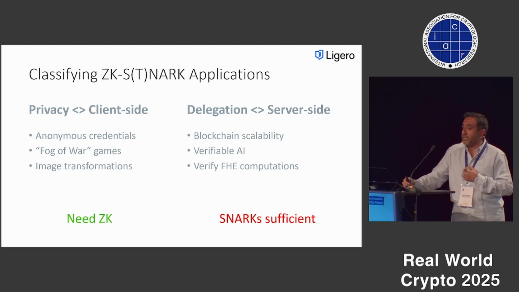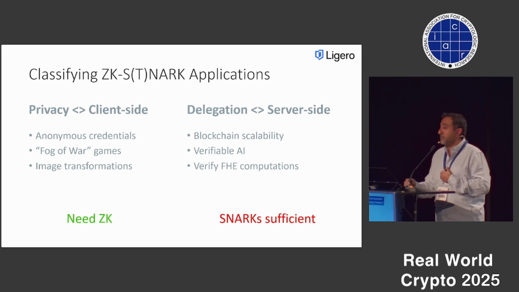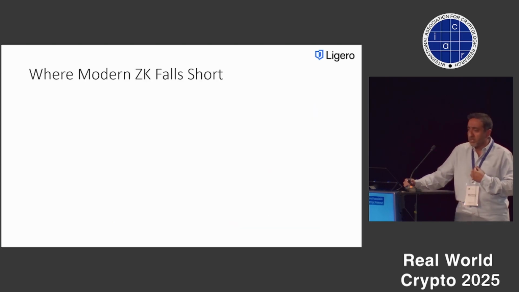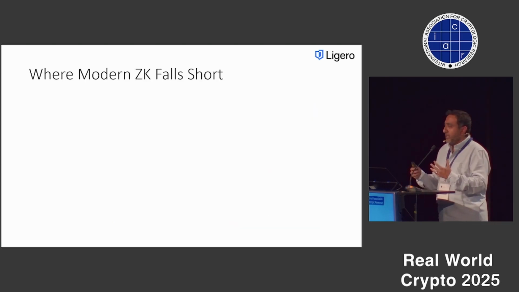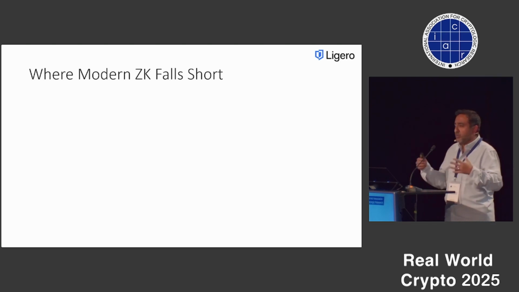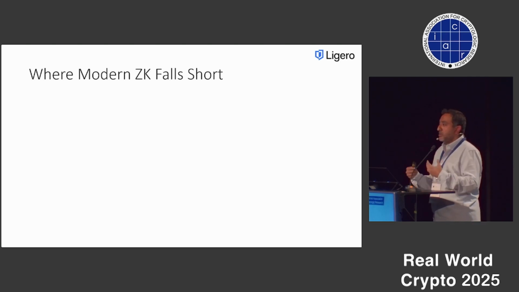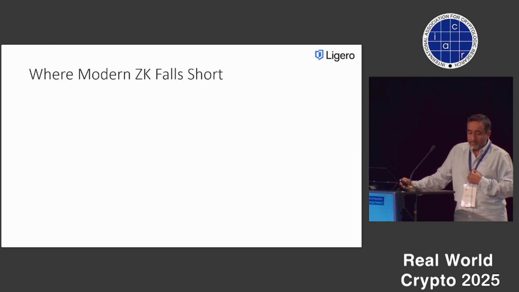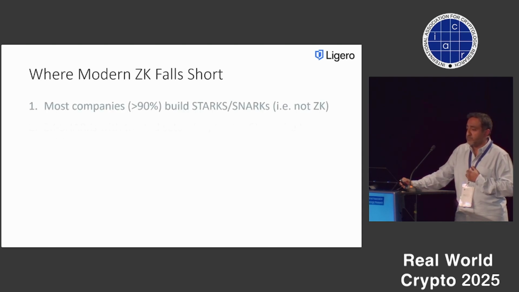And for the delegation, you want succinct verification, and SNARKs are sufficient. So where do modern zero knowledge systems fall short in the ones that require privacy? I want to focus more on the ones that require privacy in this space.